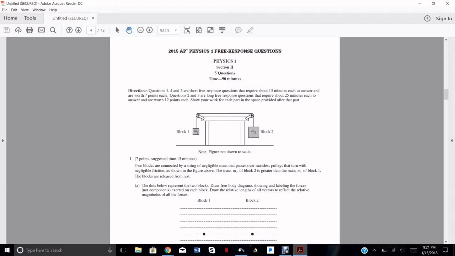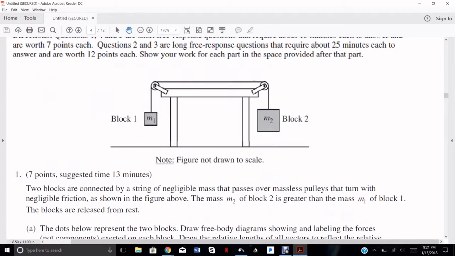For this analysis we're going to be analyzing the 2015 AP Physics 1 free response question that is focusing on Atwood machines. The question states, two blocks are connected by a string of negligible mass that passes over a massless pulley that turns with negligible friction. As shown in the figure above, the mass M2 of block 2 is greater than the mass M1 of block 1. The blocks are released from rest.